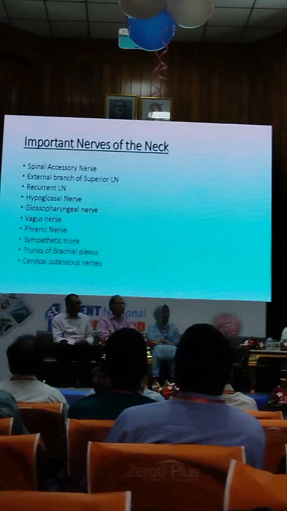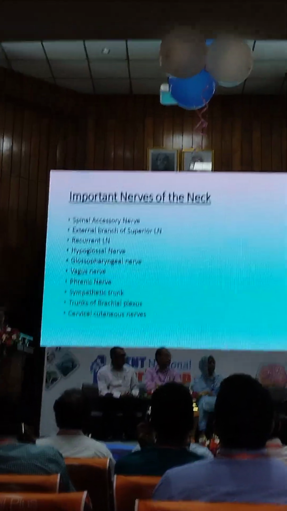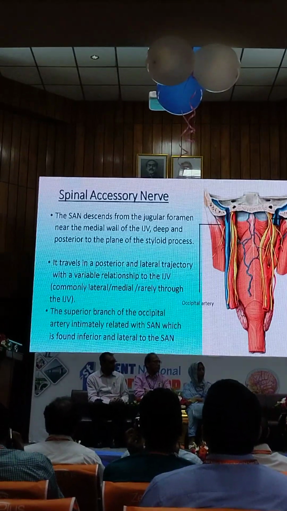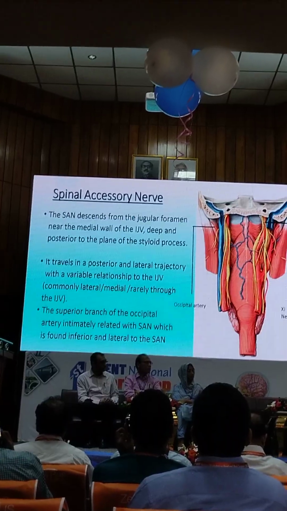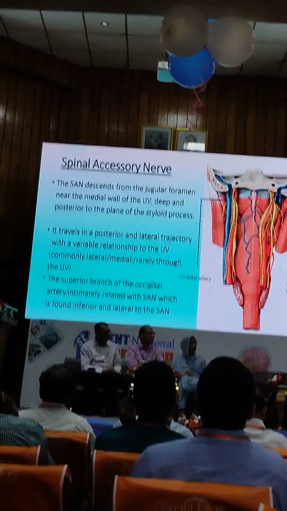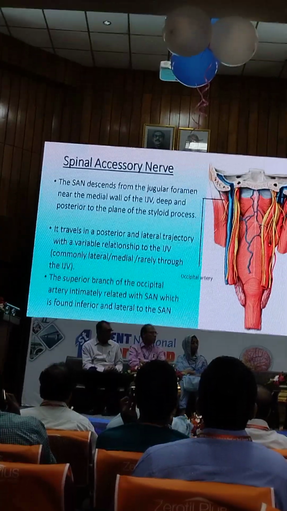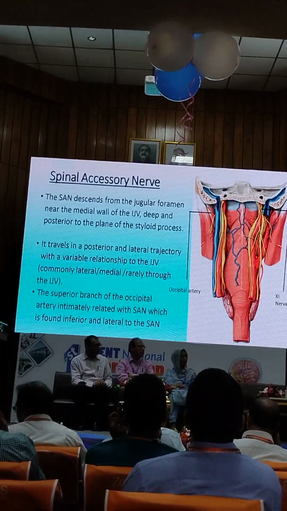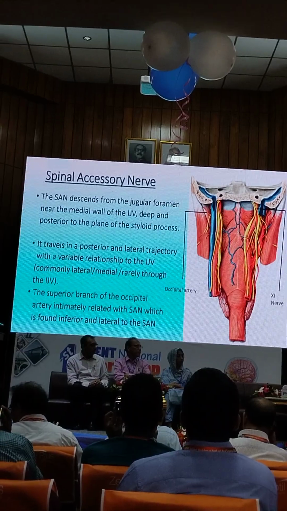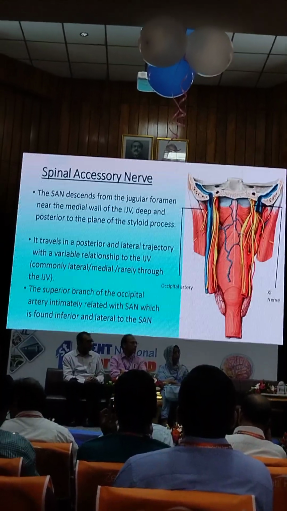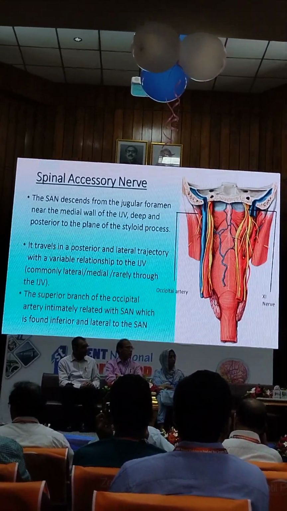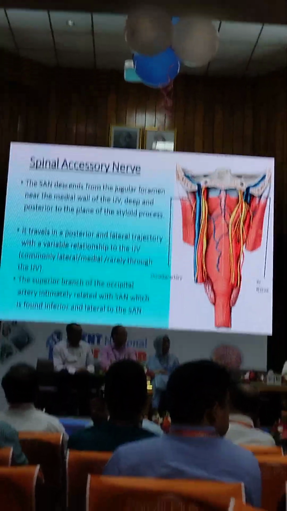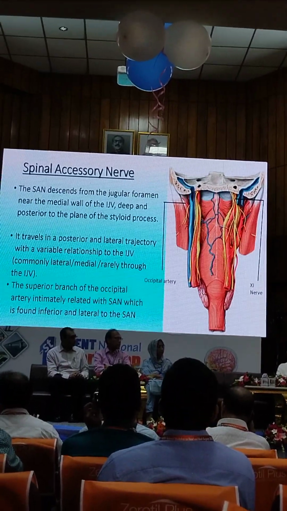Now the important nerves of the neck. This is the spinal accessory nerve, and so on. I just touched on the spinal accessory nerve, which is very important for us surgeons. The spinal accessory nerve descends from the jugular foramen near the medial wall of the internal jugular vein, deep and posterior to the plane of the styloid process. The superior branch of the occipital artery is intimately related with the spinal accessory nerve.